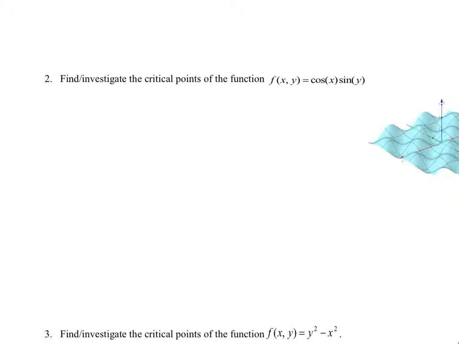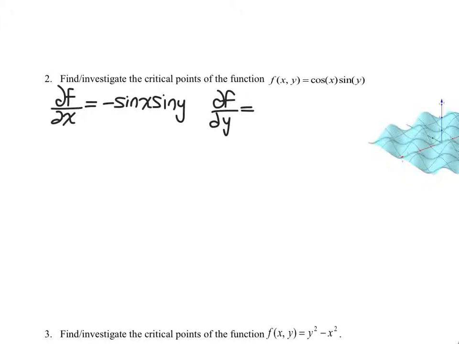So derivative. The partial with respect to x: I'm going to hang on to the sine of y, and cosine x becomes negative sine x. The partial with respect to y: hang on to the cosine x, and it's going to be cosine x cosine y. All right, so I'm going to set those equal to 0 and solve.